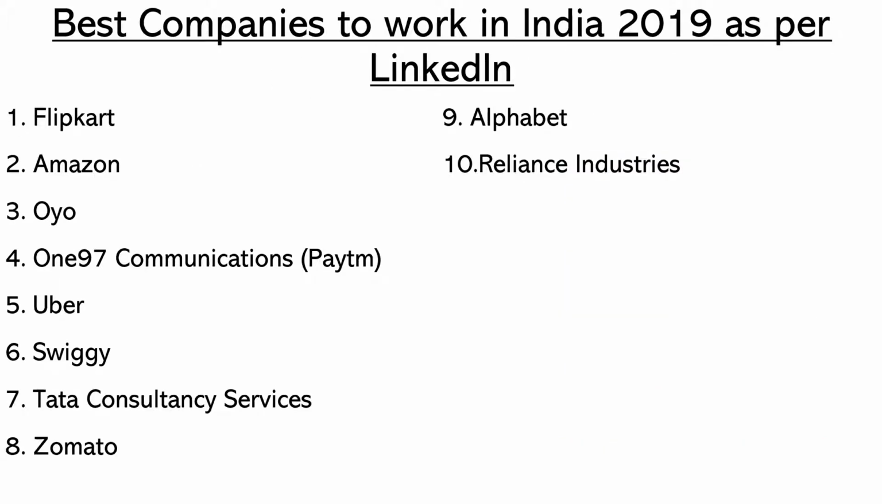Now next, while I was searching in Google, I got this list of best companies to work for in India 2019 as per LinkedIn. These are the 10 companies that they have ranked: Flipkart, Amazon, Oyo, 197, Uber, Swiggy, TCS, Zomato, Alphabet, Reliance Industries. Now, have you ever thought what separated these companies from the other companies? There are lots of companies in India, but why did these companies gain the top 10 positions? How did they achieve this?